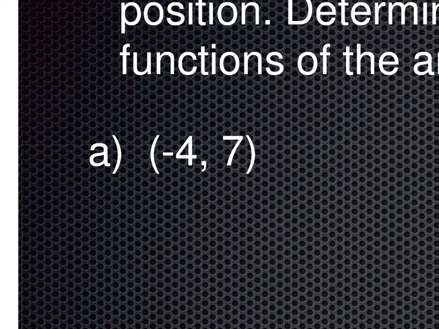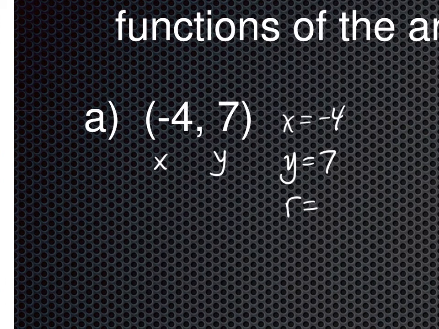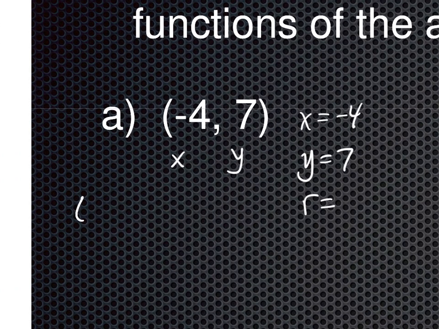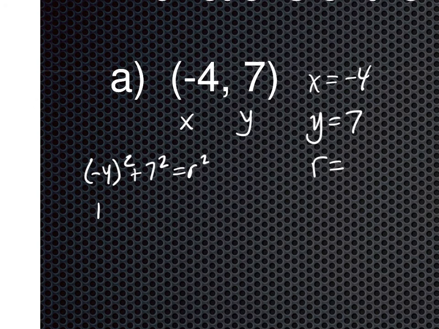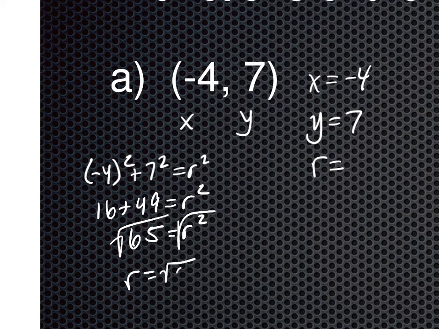Look, they give me my x value and my y. So I can write down x equals negative 4, y equals 7. What's the missing piece that I need? R. Do I know how to find r? Yes. Negative 4 squared plus 7 squared equals r squared. 16 plus 49 is 65, equals r squared. Take the square root. R equals square root of 65.